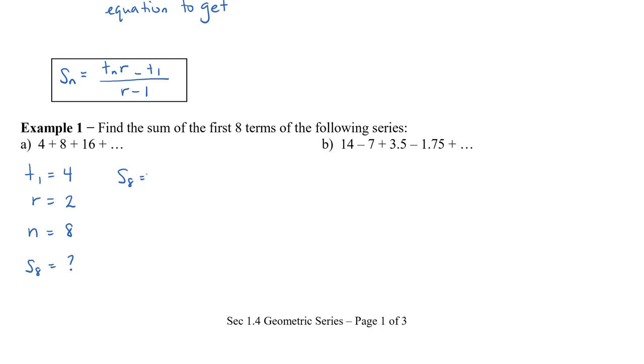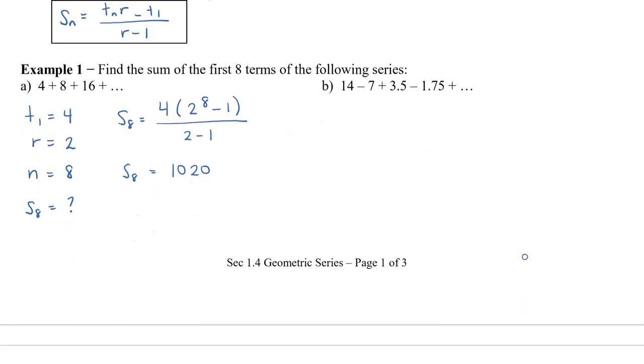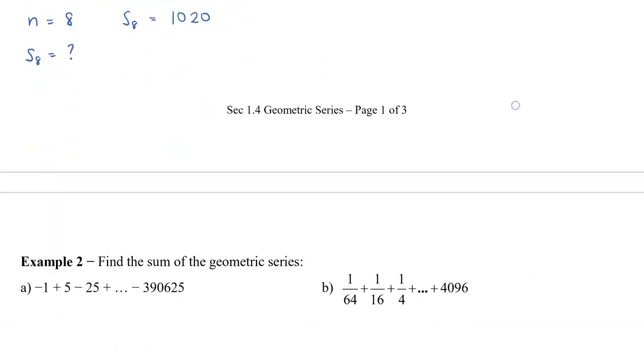So we're going to substitute into the first formula because we don't actually know Tn here. So we have 4, and then in brackets, 2 to the power of 8 minus 1, and then in the bottom we have 2 minus 1. So plugging all of this into your calculator, you should get 1020. All right, let's take a look at another question where we use the second formula.